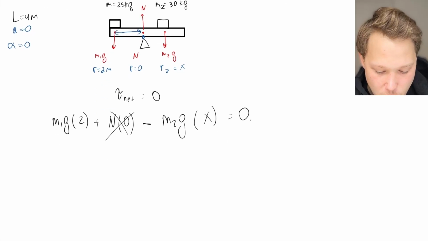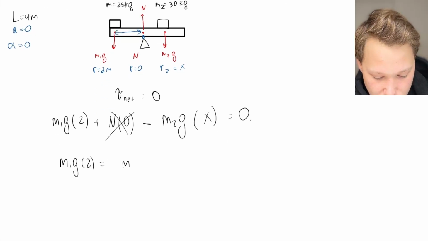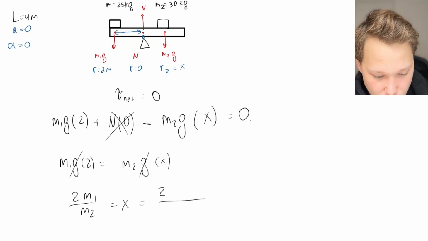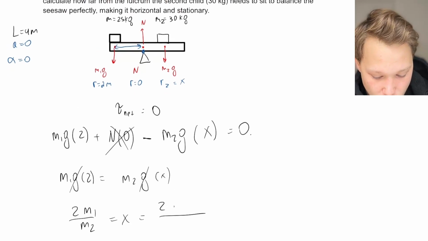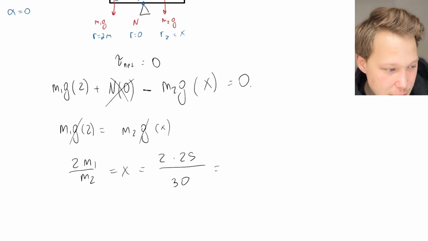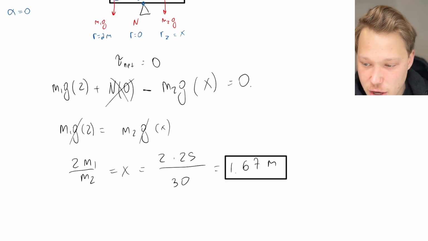Now, calculating x: m1g times 2 equals m2g times x. Rearranging for x, g cancels out on both sides, so x equals 2 times m1 over m2. Plugging in all the numbers, m1 is 25, m2 is 30, so x will be 1.67 meters. And just like that, we solved our first torque problem.